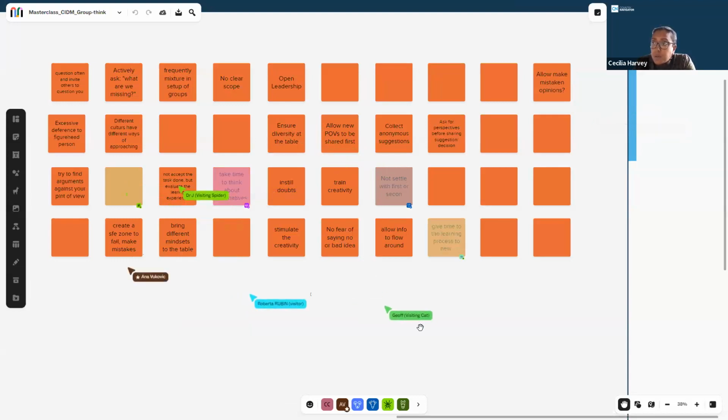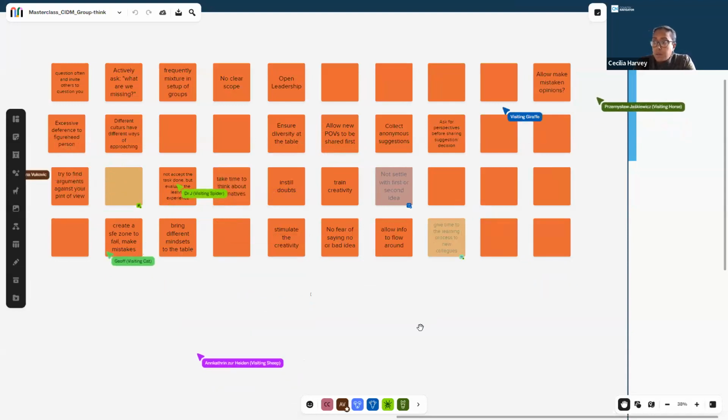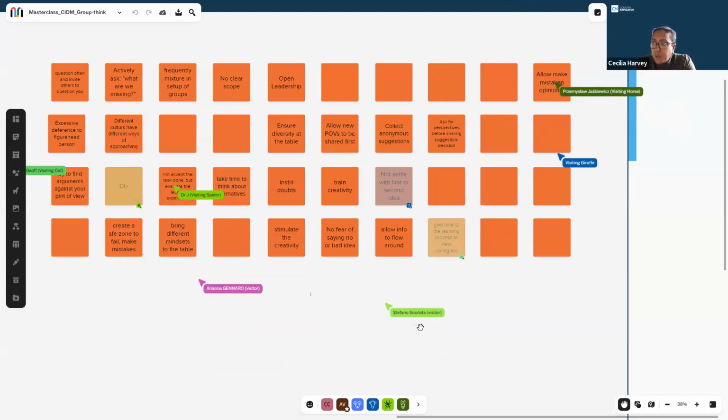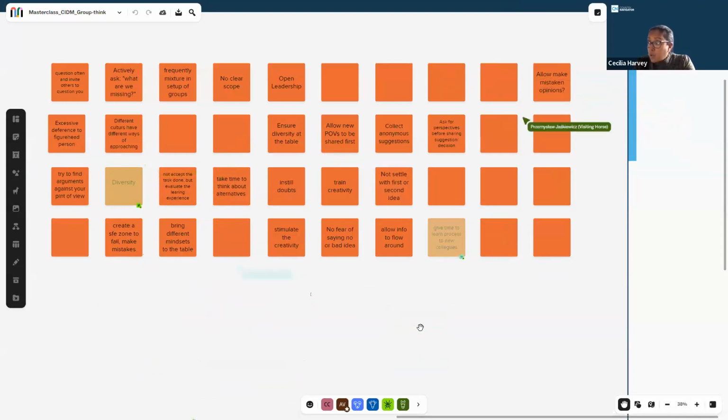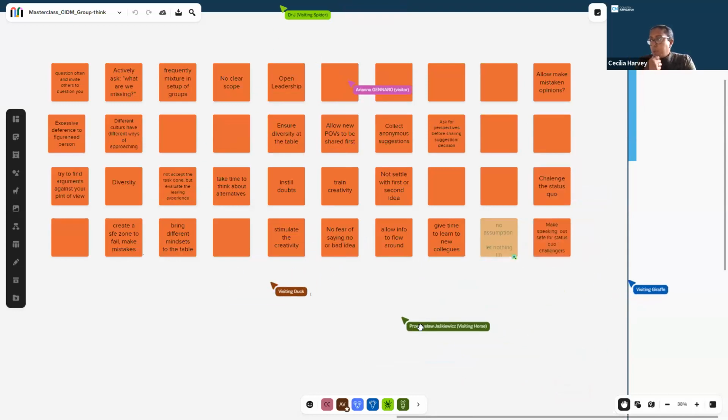Excessive deference to figurehead person. Yes, absolutely. Create a safe zone to fail and to make mistakes. Yes, yes, and yes. Instill doubts. Interesting. Train creativity. Yes, I like that. But instilling doubts is also good. Make suggestions that make people think, and sometimes, through the challenge, you can make people doubt their thinking, but in a constructive way. I like that. Take time to think about alternatives, absolutely, and no fear of saying no or bad idea, absolutely.